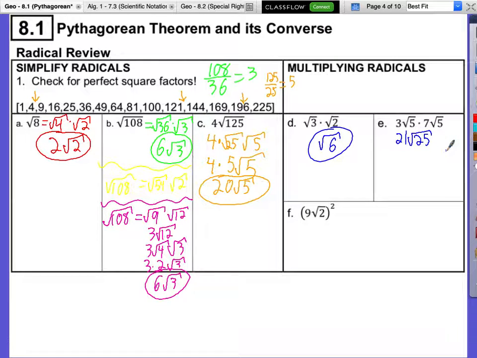And so we multiply what's not under the radical, what's out in front, with what's out in front, and what's underneath the radical with what's underneath the radical. So we multiply the like things together. Multiply the normal numbers together and the radicals together.